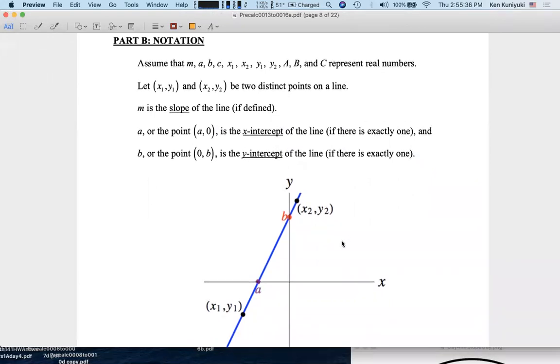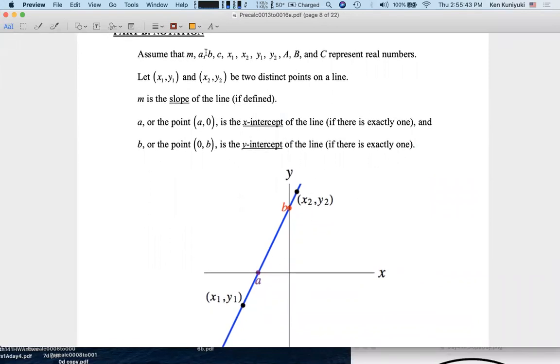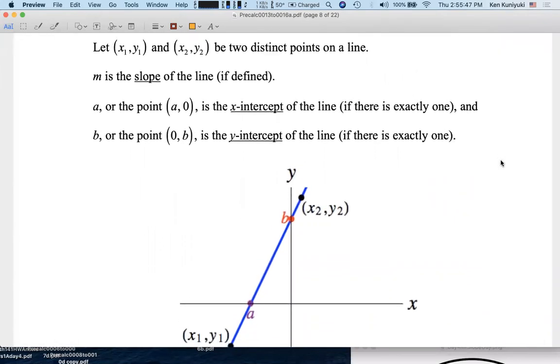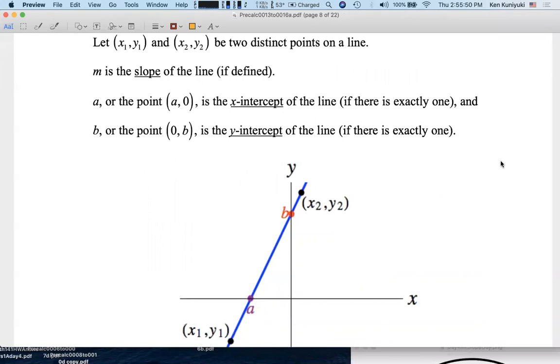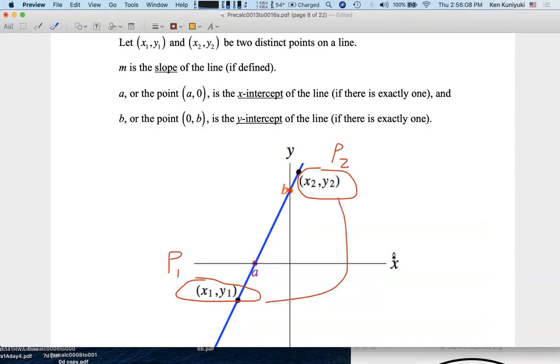Okay, so remember that two distinct points in the plane determine a line, this straight figure that connects the points. Let's assume that all these represent real numbers. So we have two points, x sub 1, y sub 1, the first point over here, and x sub 2, y sub 2, the second point over here. I might refer to them as p sub 1 and p sub 2. Of course, I can interchange the notations.